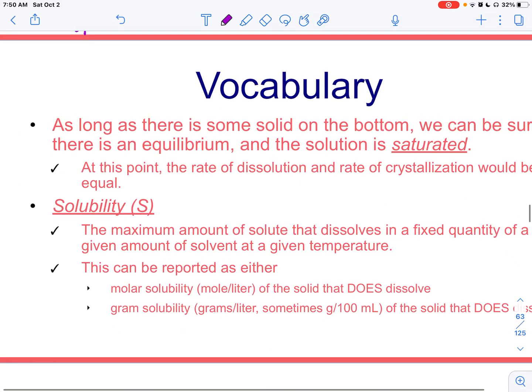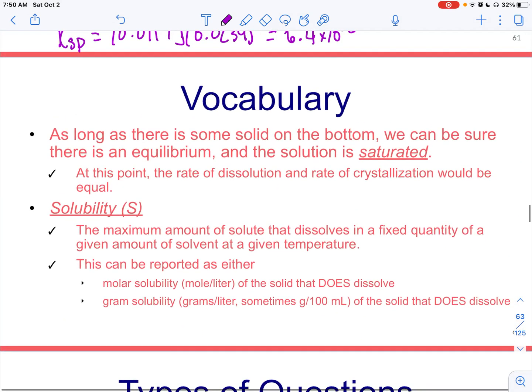All right, so let's go over some vocabulary that we're going to be using. As long as there's some solid on the bottom of our beaker, we can be sure that there is an equilibrium and that the solution is saturated. So saturated just means however much can be dissolved is dissolved. So we assume that if there's some on the bottom, as much as can be dissolved is dissolved. That's really important because then that means equilibrium is reached and we can use the Ksp number. Okay, so the rate of dissolution and the rate of crystallization, or forming the solid, would be equal, just like when we talked about the other equilibriums, the rates are equal.